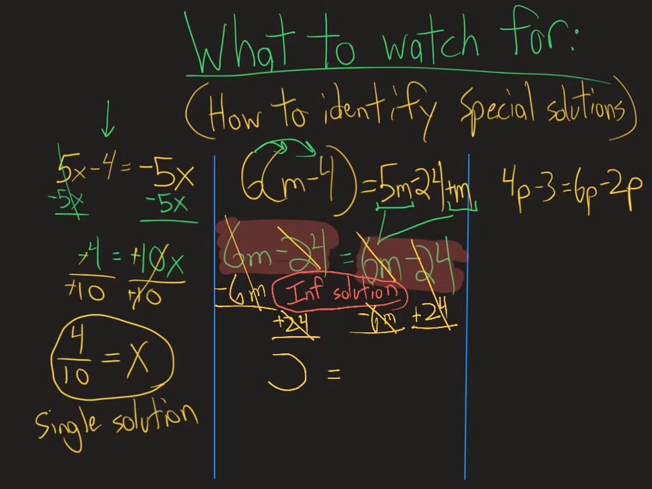I see that everything canceled on the left, everything canceled on the right, and at that point, I should also notice infinite solution. It was all true. And then we just keep going. 6p and 2p, minus 2p.